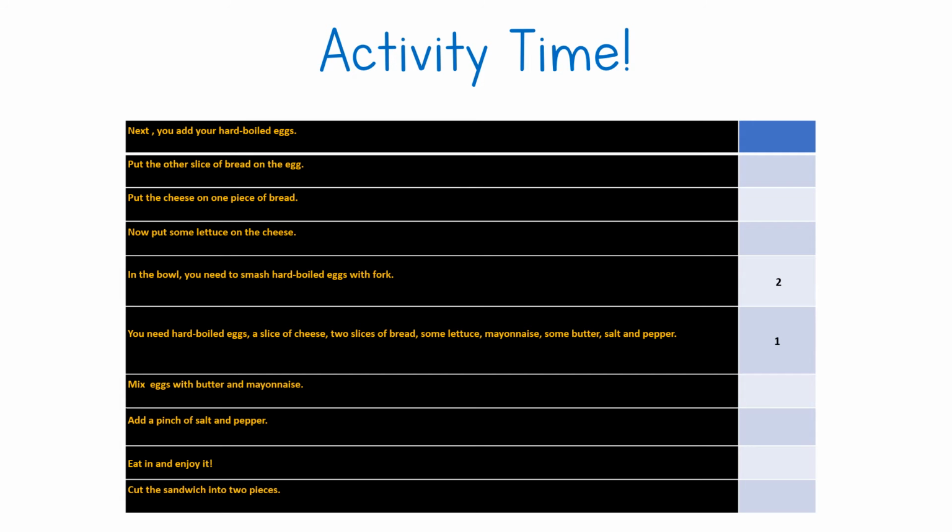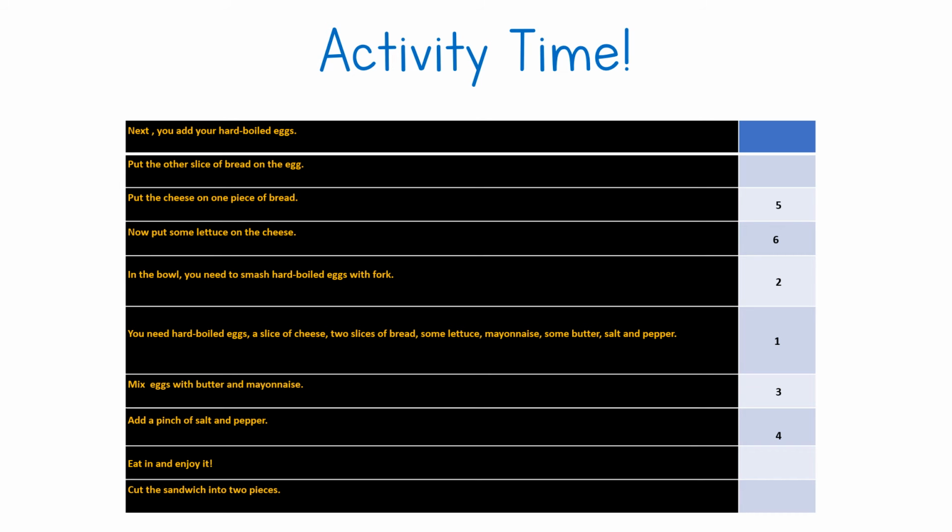What about step number 3? What do you think, class? Yes, you need to mix eggs with butter and mayonnaise. Step number 4, you need to add a pinch of salt and pepper to season it. Number 5, you need to put the cheese on 1 piece of bread. Step number 6, now you can put your lettuce on the cheese.